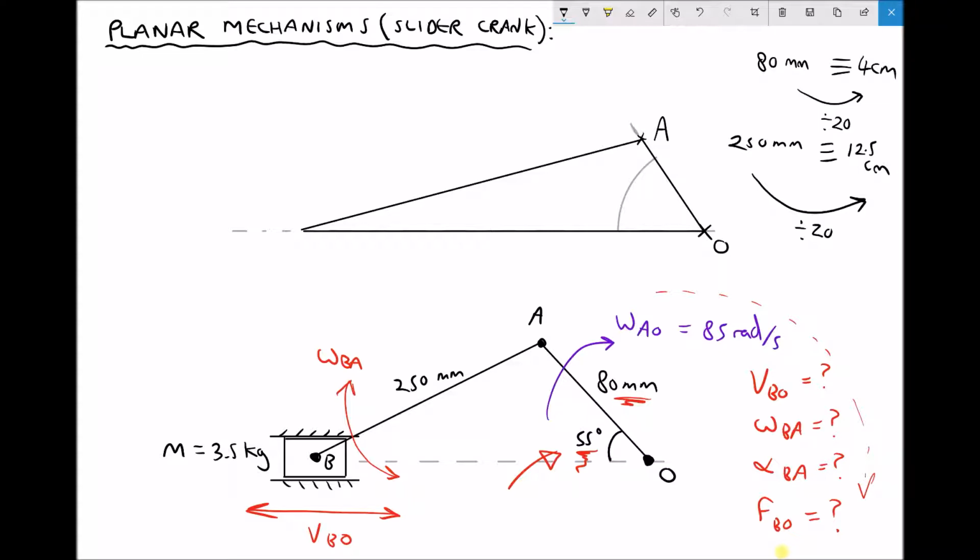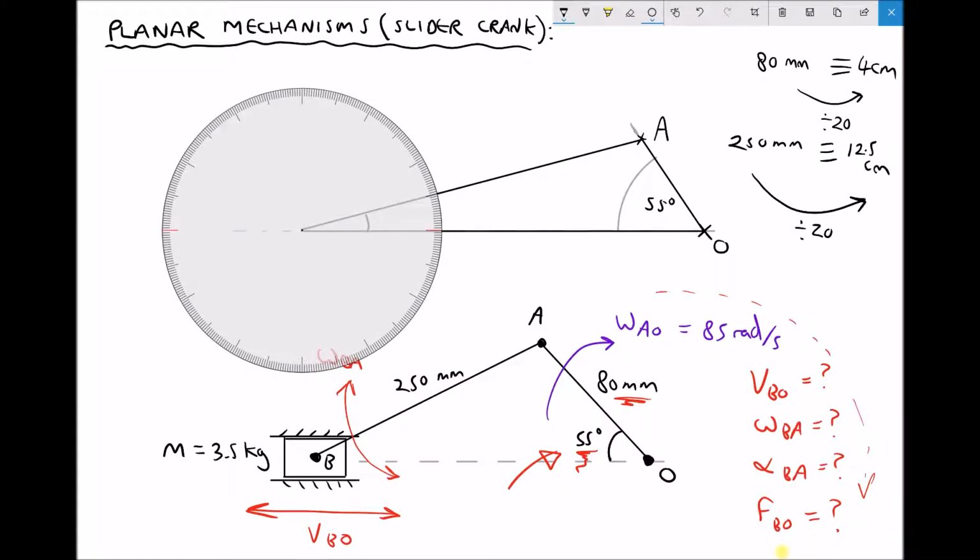Okay, now from my scale drawing, I can determine some of the unknown angles. We already know that the angle here is 55 degrees, but I want to know the angle on the left-hand side. So again, I can use my protractor. I need to make sure I place the center of my protractor at the point like so. And then I can take my measurement. So my measurement here is 15 degrees.